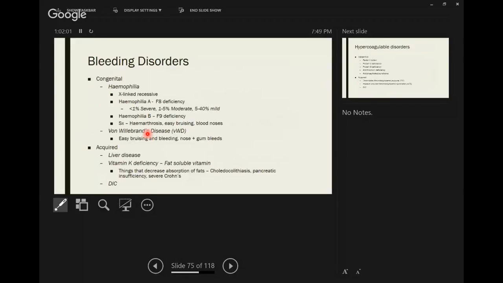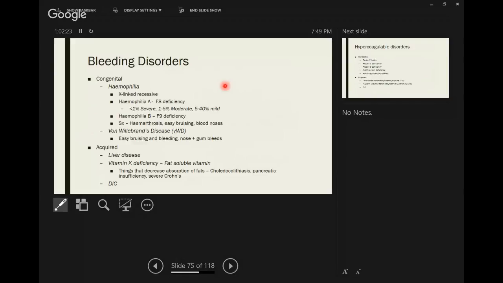So hemophilia, it's always X-linked recessive. Hemophilia A is a factor 8 deficiency, and it's divided into three: less than 1% is severe, 1 to 5 is moderate, 5 to 40 is mild. Hemophilia B is a factor 9 deficiency, same sort of thing, it's usually less severe.